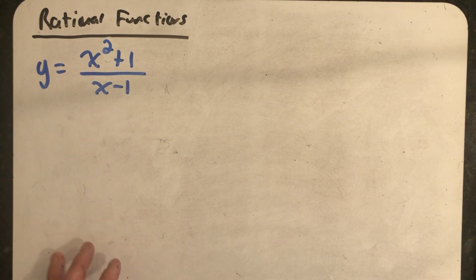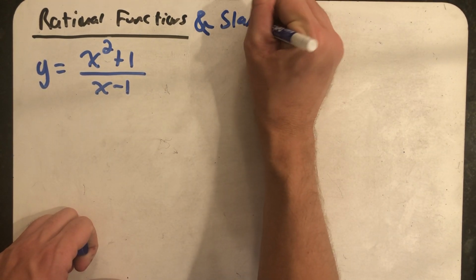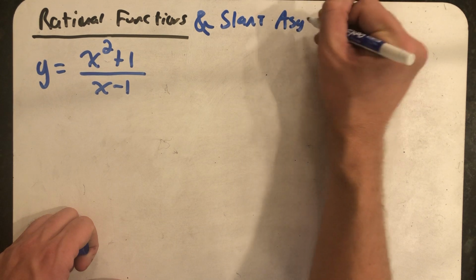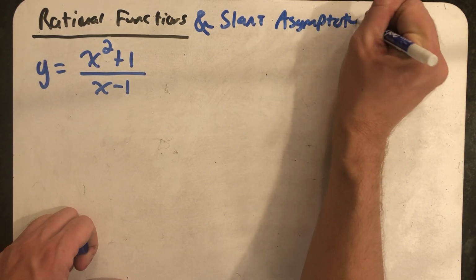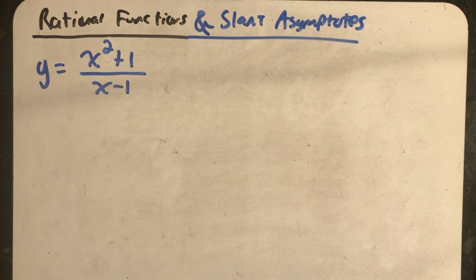In this video, we're going to talk about rational functions and slant asymptotes. That'll set us up to where we've talked about all of the parts a rational function could possibly have. In our next video, we'll do an example where we try to put it all together.